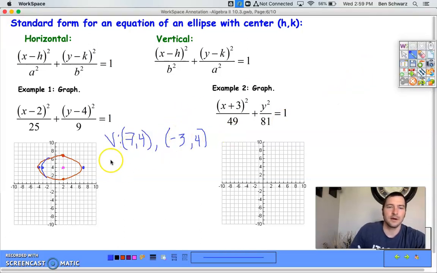Okay, and then our co-vertices. Those are these 2 points. So we're at 2, 7, and 2, 1.